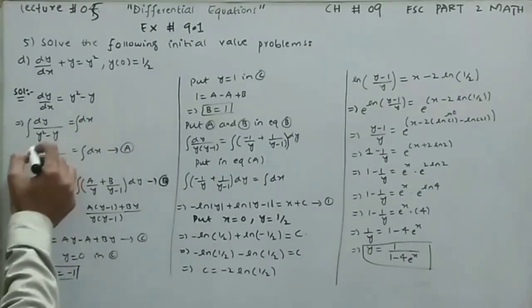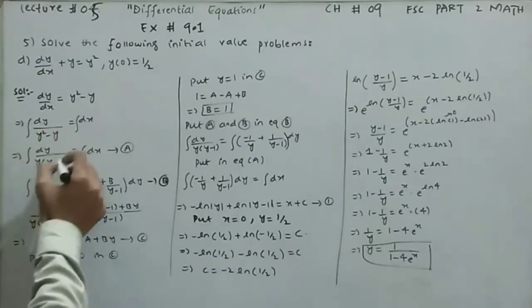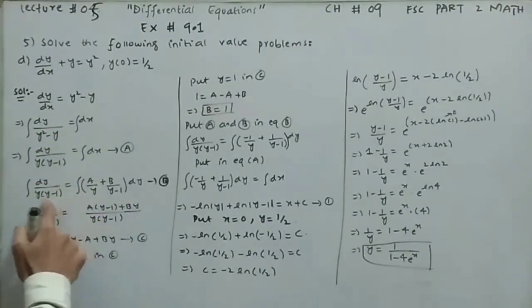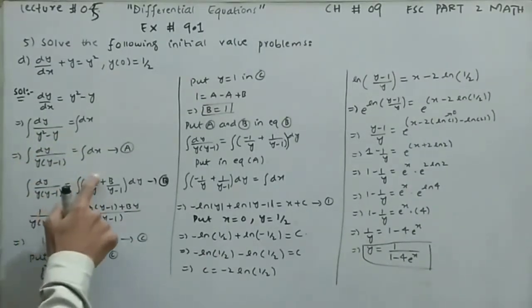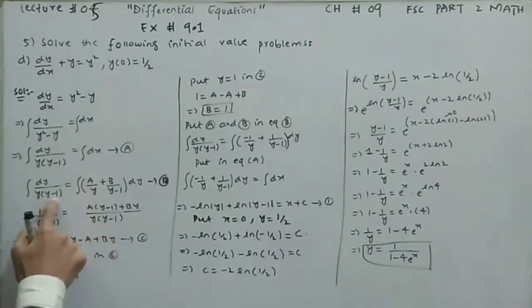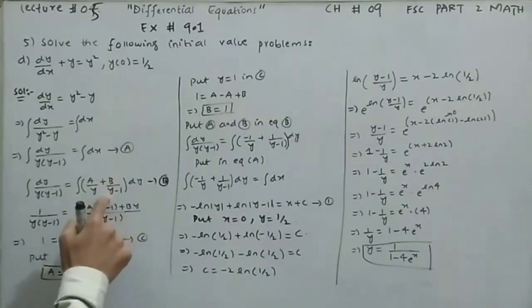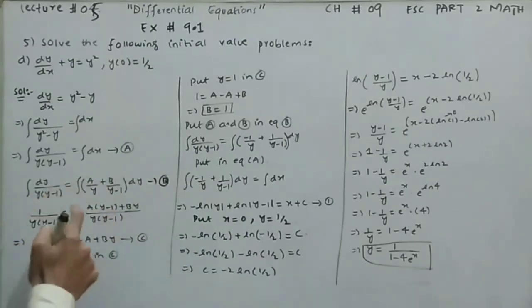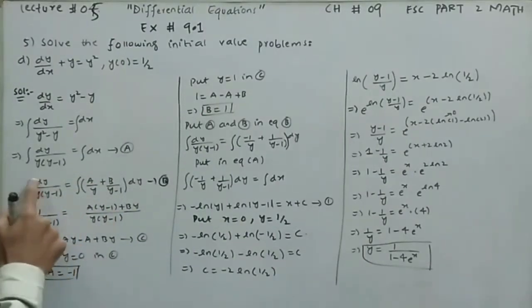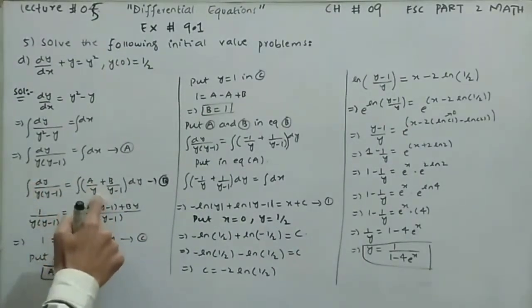Over here I will use the partial fraction method for finding this integral. So 1 over y into y minus 1. Over here y is a linear factor, so I will take a single constant A over y. Y minus 1 is a linear factor, so I will take another constant B over y minus 1. Over here y into y minus 1, and in the numerator we have 1, and over here take the LCM, y into y minus 1.